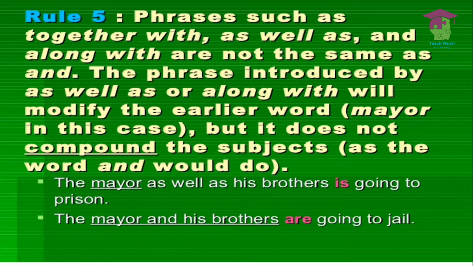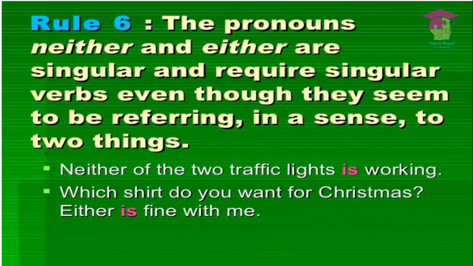But the mayor and his brothers are going to jail. But first sentence mayor उसको brother ने जाँदैछन्. But here, as first focus is on mayor, we need to use is there. So the pronouns neither and either are singular and require singular verbs, even though they seem to be referring in a sense to two things.